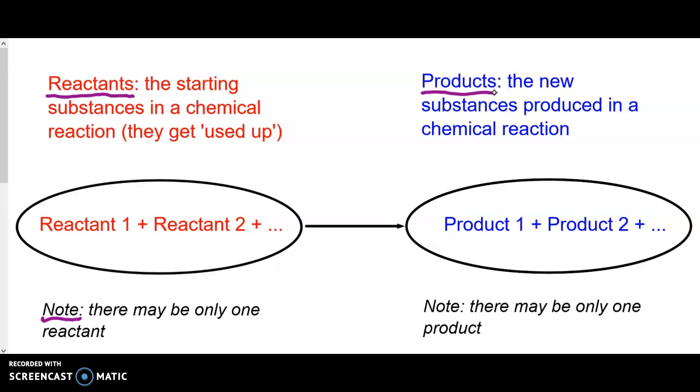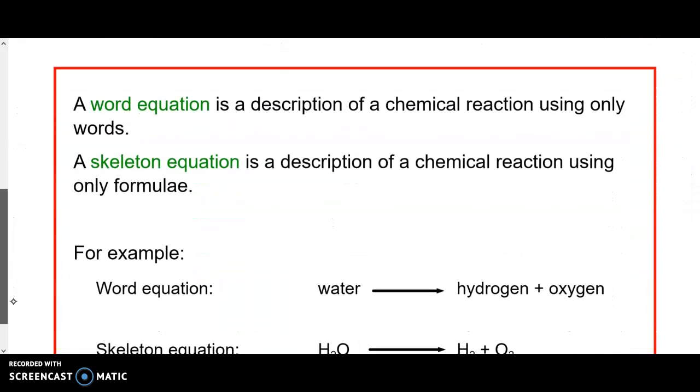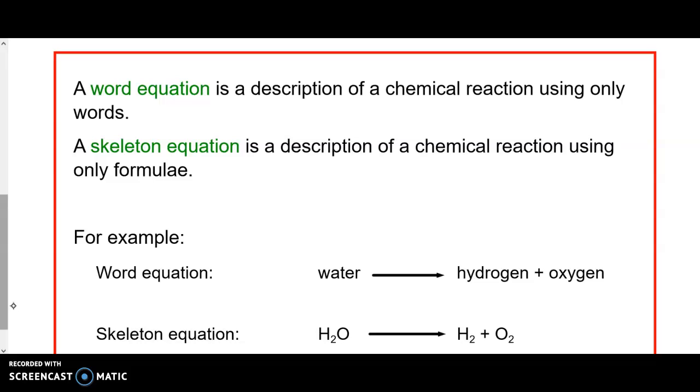So we've got reactants on the left-hand side, we've got products on the right-hand side, and in the middle there's an arrow that represents the chemical change. These are the types of chemical equations we're going to be dealing with today.